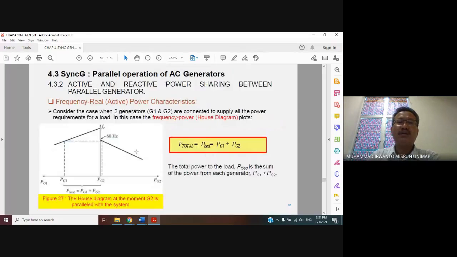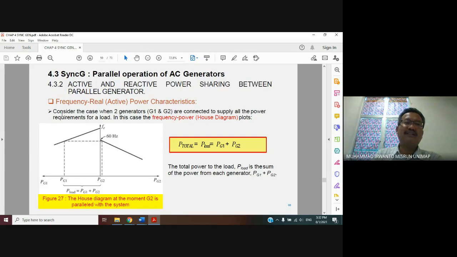Okay. Now we want to discuss two generators operating together. We still discuss the frequency and terminal voltage, and the real and reactive power, but for the second condition, meaning two generators operating together and sharing power together, with the fluctuation of the power.